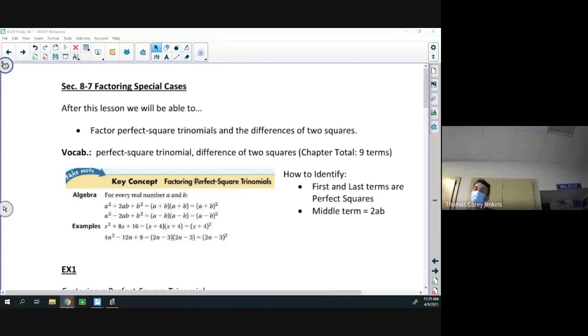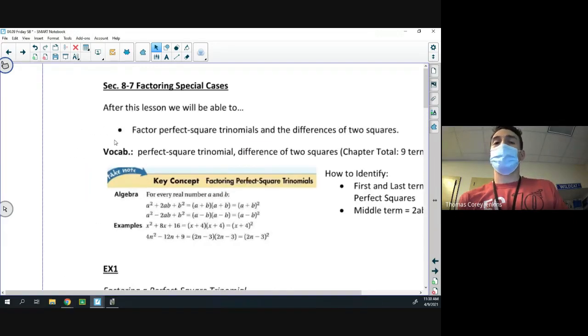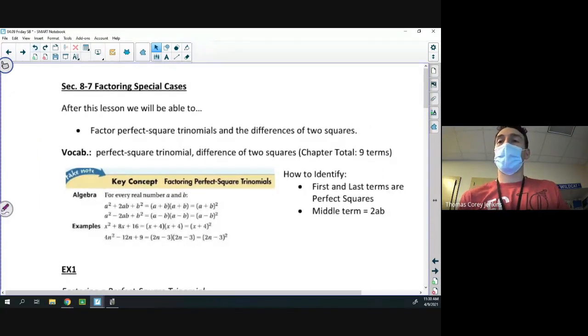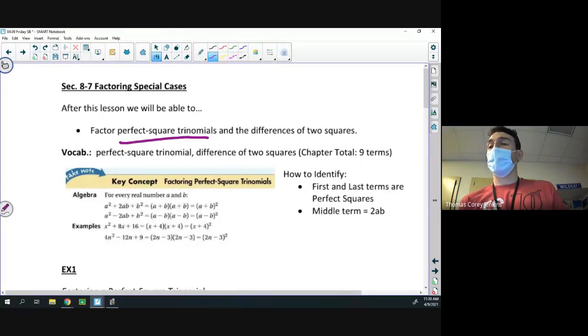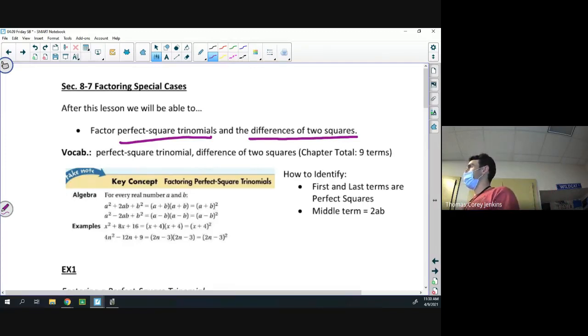All right, so section 8.7, and we will come back to section 8.6 eventually, but skipping to 8.7 today. Our learning target is that we want to be able to factor specifically perfect square trinomials and what we call the difference of, in the math book, they say the difference of two squares. I just call it the difference of squares. Okay, so we'll work on those terms later. Let's just focus on how do we use these shortcuts today.